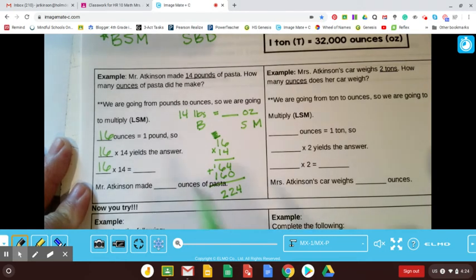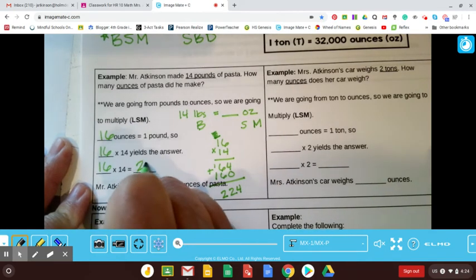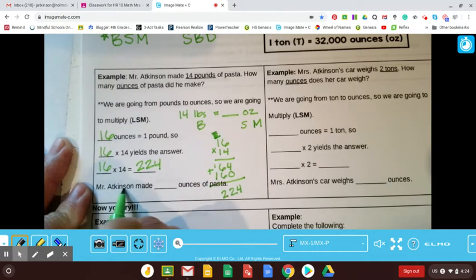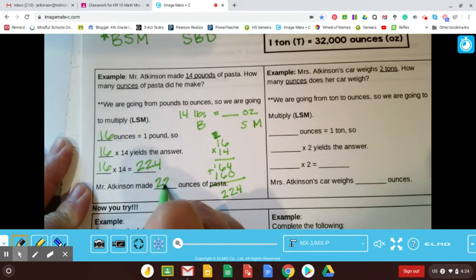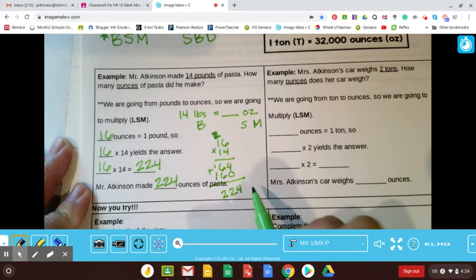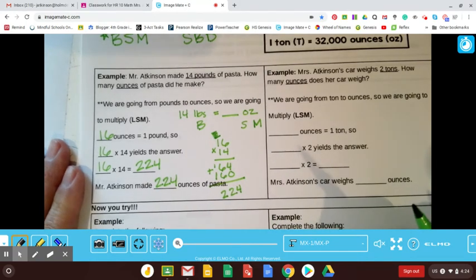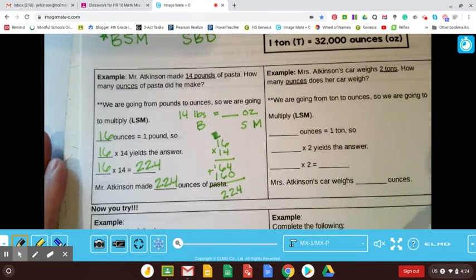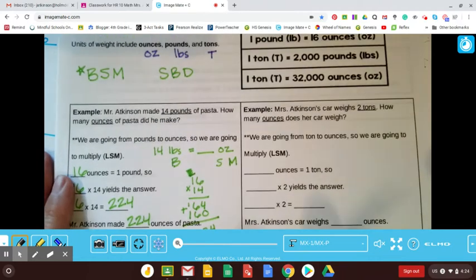Did you get 224? If you did, you are correct. Mr. Atkinson made 224 ounces of pasta. That's a lot of pasta. All right, let's try another example here.